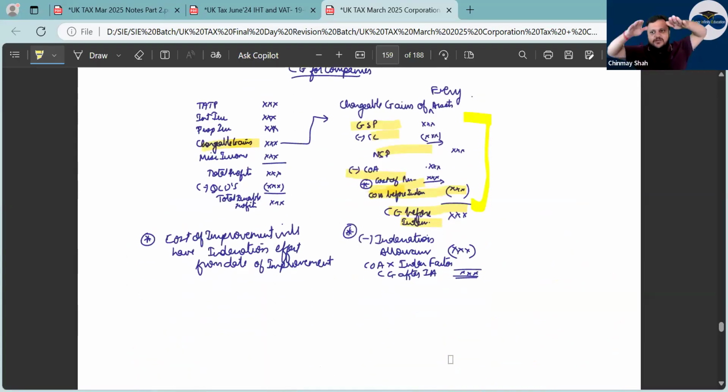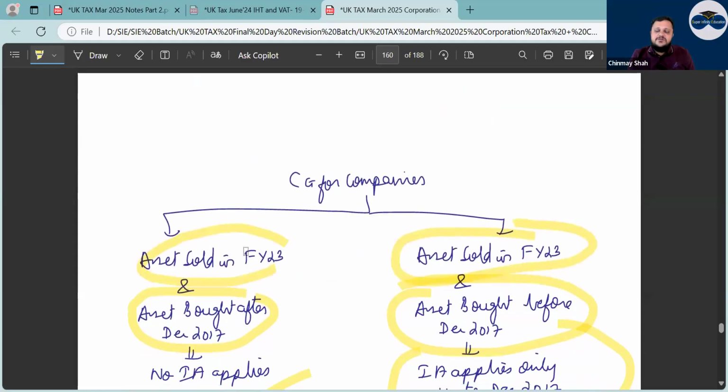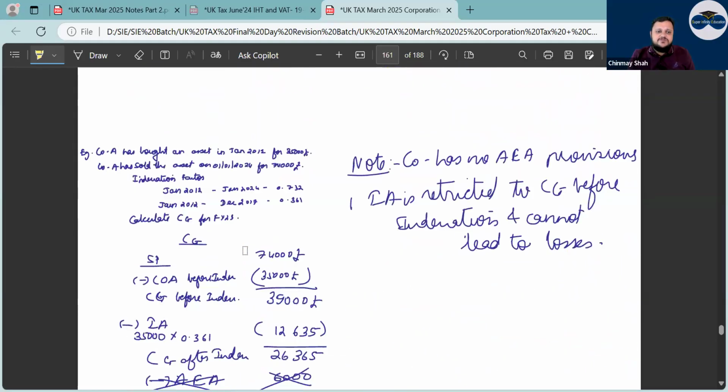So how do you calculate? Sale proceeds minus cost of acquisition gives you CG before indexation, minus indexation allowance. How do you calculate indexation allowance? The cost of acquisition into the indexation factor. When you take indexation factor, take from purchase up to December 2017 only. You don't need to take up to December 2023, because cost of acquisition indexation is only applicable up to December 2017.